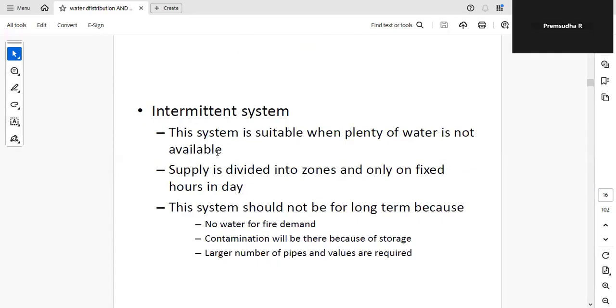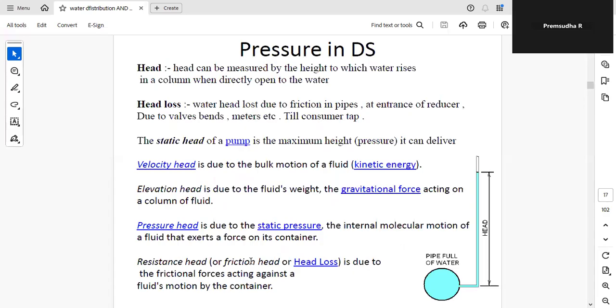Then intermittent supply. This system is suitable when plenty of water is not available. Supply is divided into zones, only on fixed hours in a day, whether 3 hours or 8 hours, particular day, particular week, like that they will supply. This system should not be used for the long term because there is no water for fire demand. Contamination will be there because of storage. A large number of pipes and valves are required.